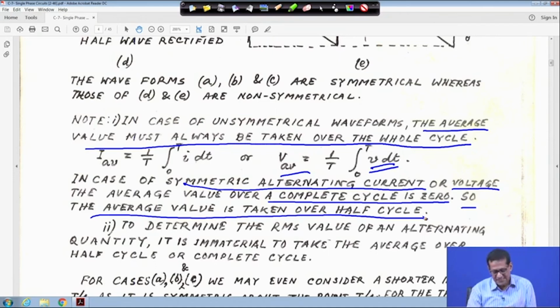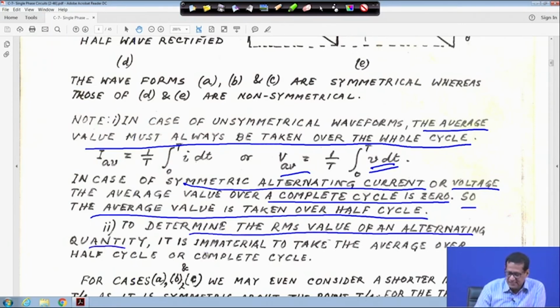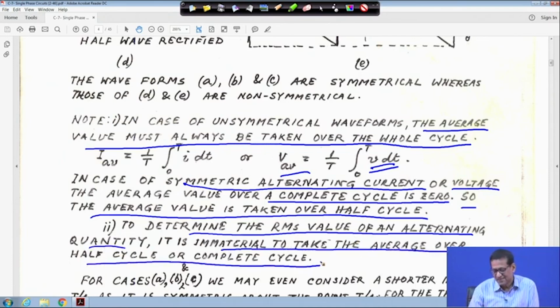right? Now the second thing is, to determine the RMS value of an alternating quantity, it is immaterial whether we take the average over half cycle or complete cycle. I told you RMS value means squaring, so as soon as you square it, if you take half cycle or full cycle, it will give you the same result, right? Because the area for the half cycle and the other half cycle remains the same. Whatever result you get for half cycle, you will get the same for full cycle.